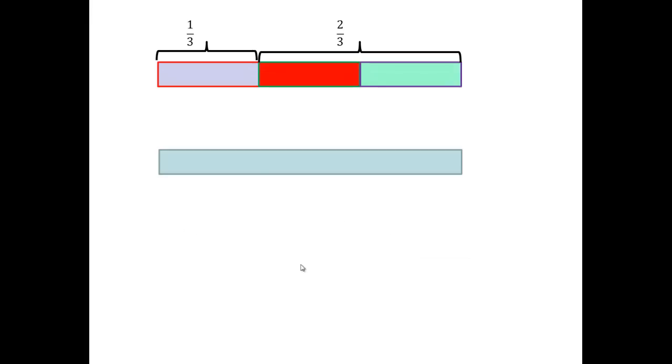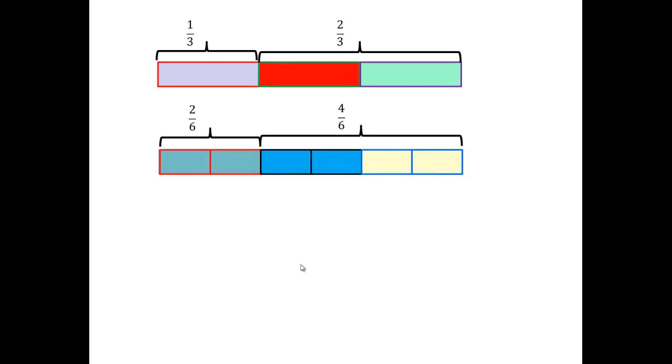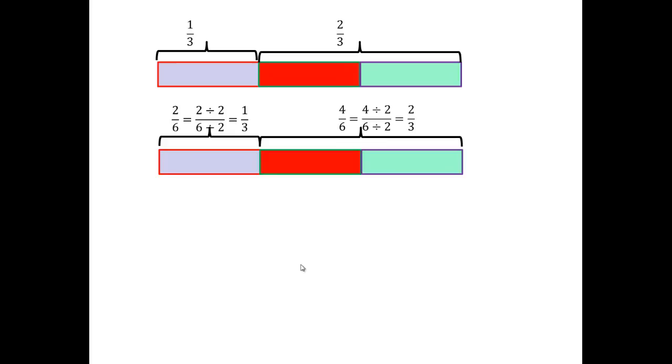But now let's take a look at another way of doing it. Suppose I already had 6 pieces, so I already had 2/6. I can replace the 2 with 1 object, 2 objects, 3 objects. So again, look, the 2 became a 1. So what does that mean? I divided the numerator and denominator by 2. So just like I was able to multiply numerator and denominator by 2, I can also divide numerator and denominator by 2 and keep equivalent fractions.